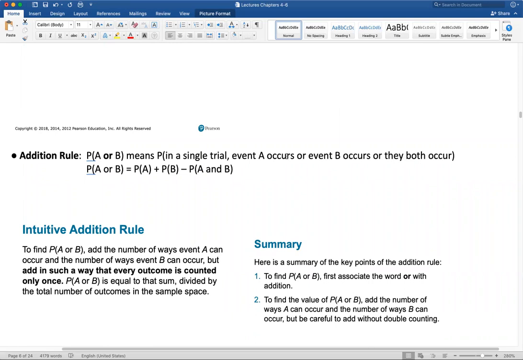Now, here's the formula for the addition rule. Probability of A or B is going to be P of A plus probability of B minus probability of A and B. Why have we subtracted the probability of A and B?